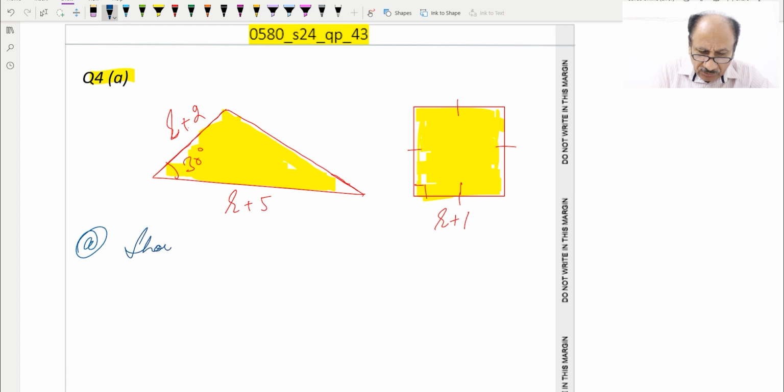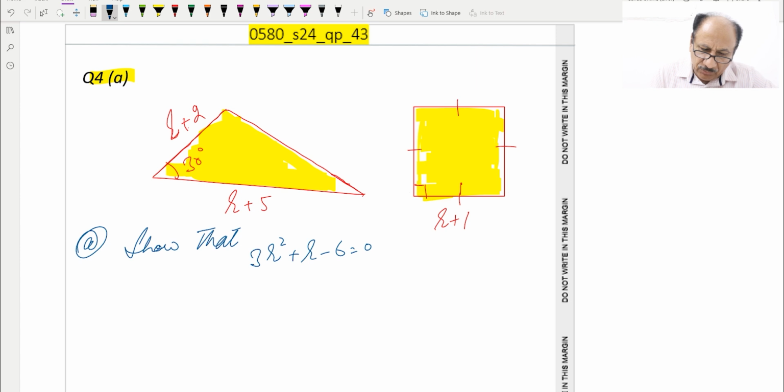A part is: show that 3r squared plus r minus 6 is equal to 0. This is what we need to show.